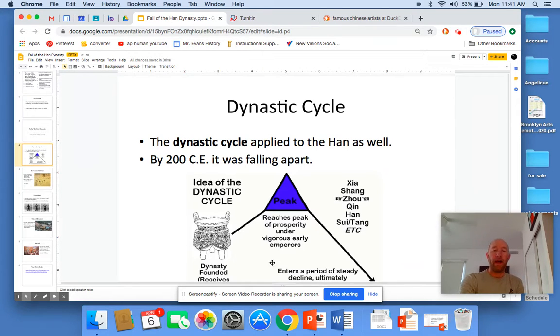So they came to power. They did great things, which we talked about yesterday in terms of their innovations. But then just like every other royal family, there's going to be some corrupt leaders, some natural disasters are going to happen, and they're eventually going to fall.